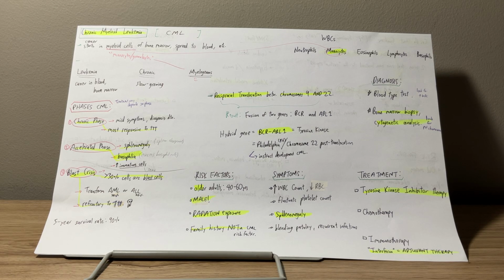In this video, we will talk about some common chromosomal aberrations. So these are diseases relating to the chromosomes. So yeah, let's start. The first one we have is chronic myeloid leukemia, or CML.